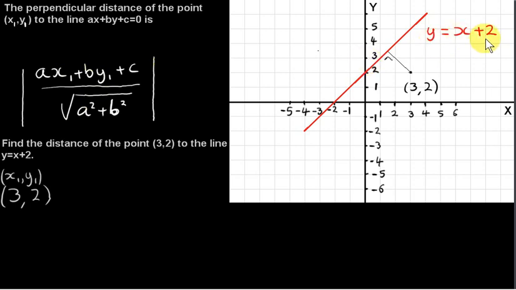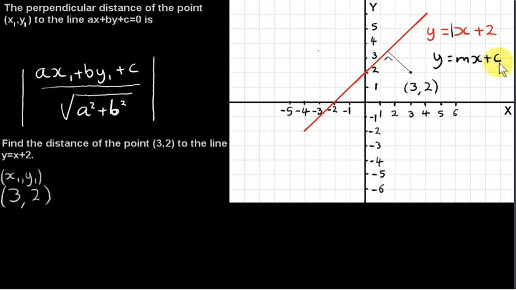Now, we need to get the line in the form ax + by + c = 0. It's not in this form. It's in a different form. As a matter of fact, this line is in the form y = mx + c. So we can see what the slope of this line is. The slope is the coefficient of x, which is 1. So the line has a slope of 1. And c is the y-intercept, where the line cuts the y-axis. We discussed this in a previous video.